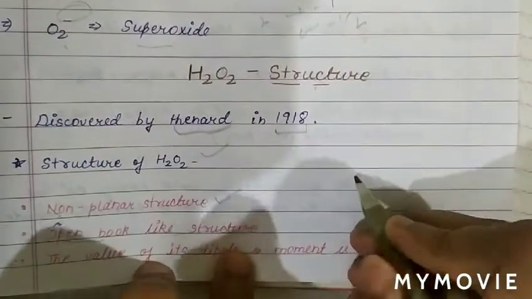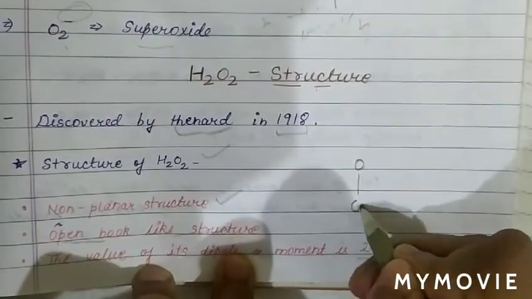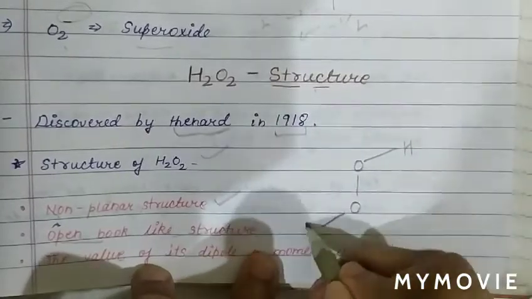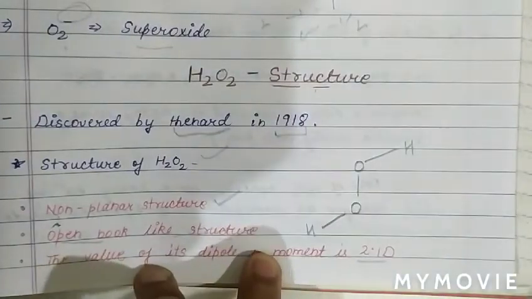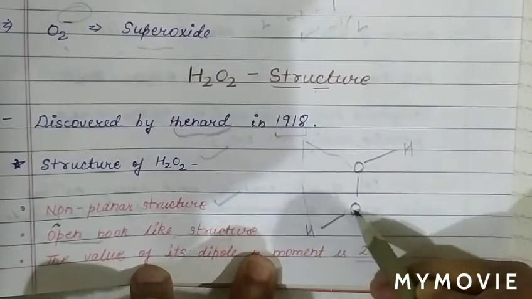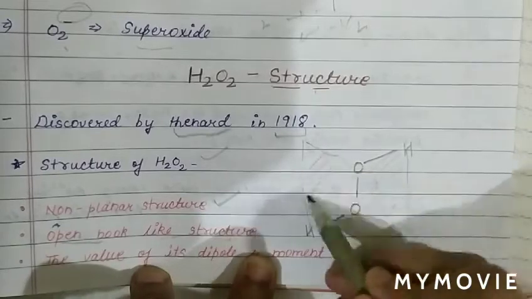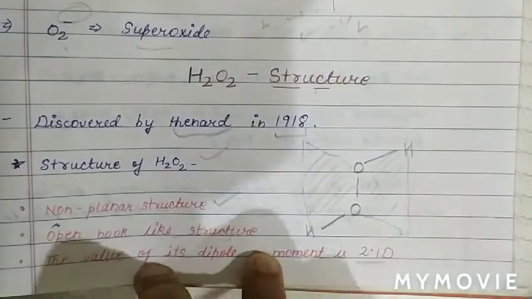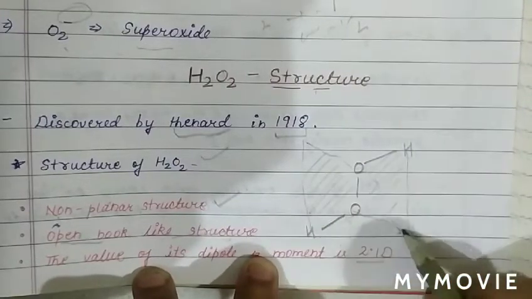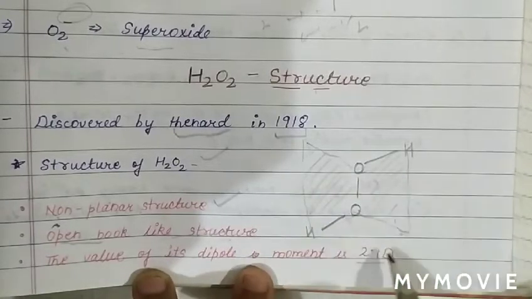We can also see the structure of H2O2 is non-planar. There is one non-polar bond between the oxygens, and there are OH bonds which are polar. This is the structure of H2O2. When we combine them in the form of planes, it is the open book-like structure. This bond is in one plane while this bond is in the other plane. So two types of bonds are present: the oxygen-oxygen non-polar covalent bond and the oxygen-hydrogen polar covalent bonds. The structure is non-planar, open book-like, and the dipole moment is non-zero.